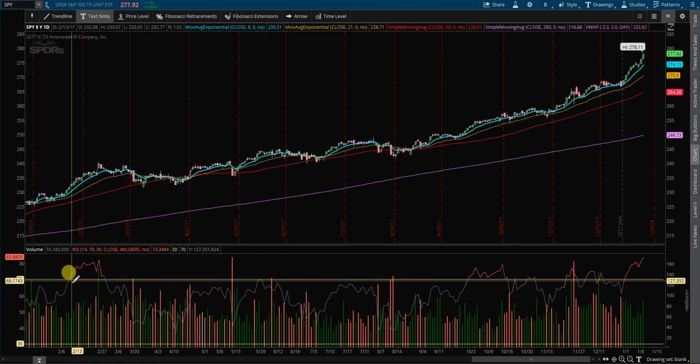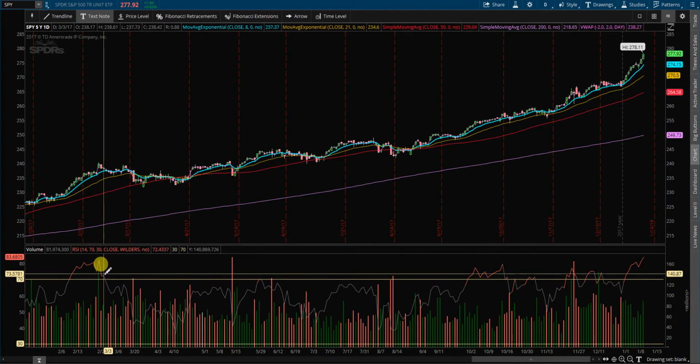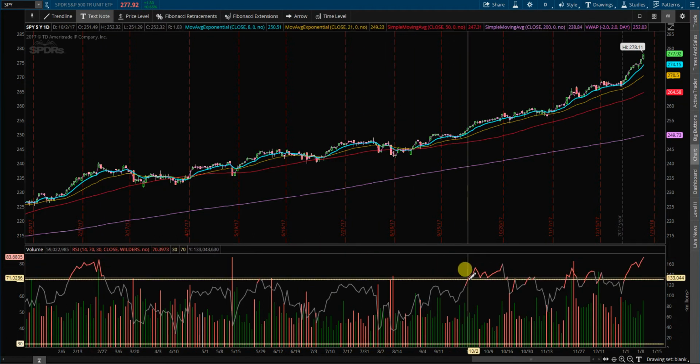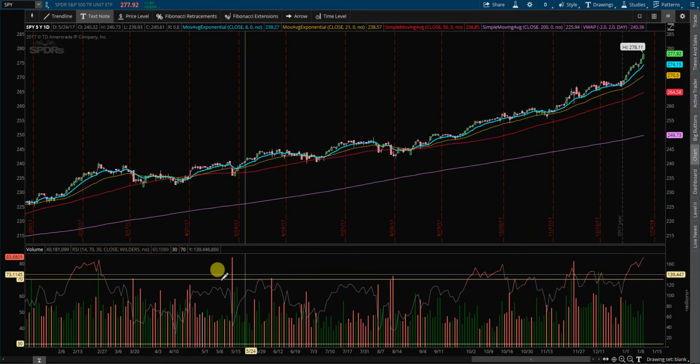Overbought is above a level of 70 by default settings on pretty much any trading software. So we have one here from February to March, another from October until the end of October, November for a few days, and now we're currently, again, quote unquote, overbought.